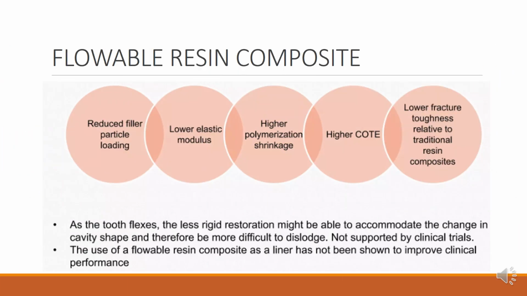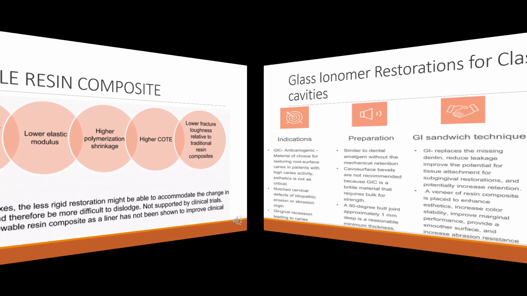Restorative material is the flowable resin composite. However, it has a lot of disadvantages: it has reduced filler particle loading, lower modulus of elasticity, higher polymerization shrinkage, higher coefficient of thermal expansion, and a lower fracture toughness relative to the traditional resin composites. The use of flowable resin composite as a liner has not been shown to improve clinical performance.